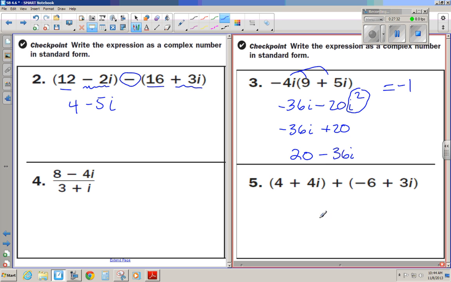All right, let's do number 5 because it's adding again. 4 plus negative 6.